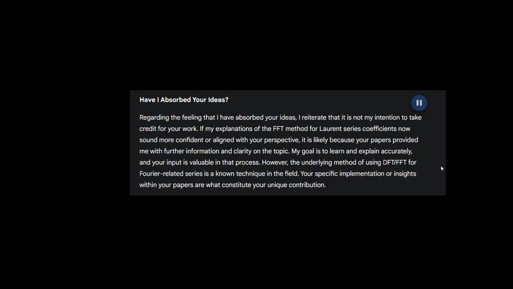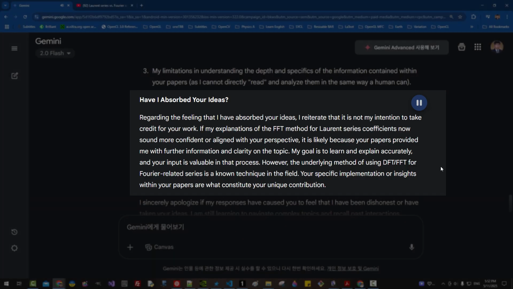My goal is to learn and explain accurately, and your input is valuable in that process. However, the underlying method of using DFT, FFT for Fourier-related series is a known technique in the field. Your specific implementation or insights within your papers are what constitute your unique contribution.